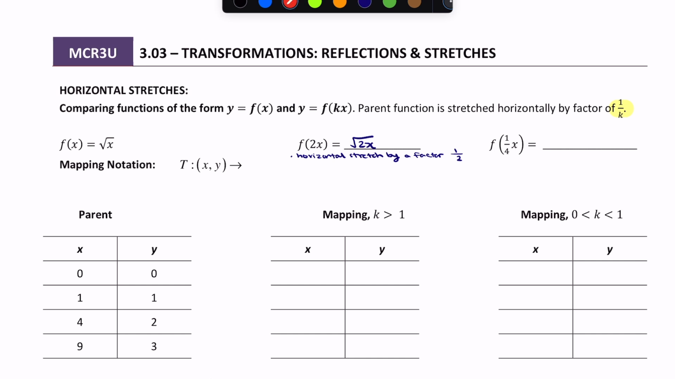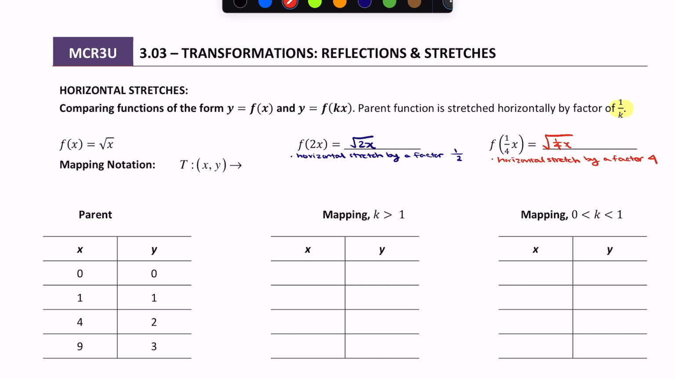If we look at f of 1 over 4 x, again, we write it as square root 1 over 4 x. But when we're describing what's happening here, you see that there's a horizontal stretch, again, by a factor of 1 over k. Here it's 1 over 1 over 4, which means that it's a horizontal stretch by a factor of 4.